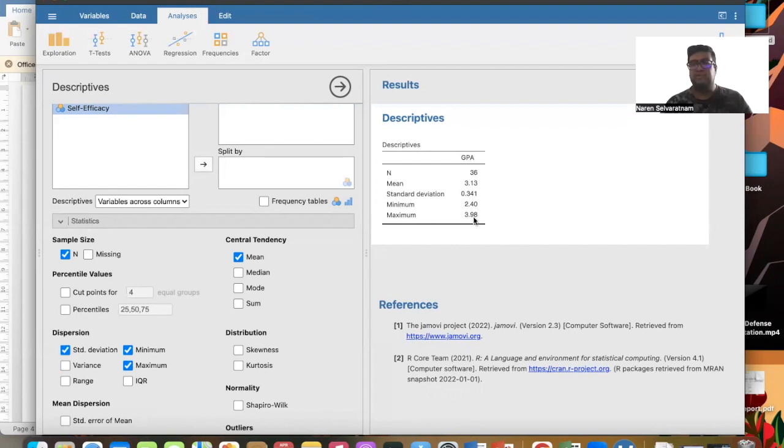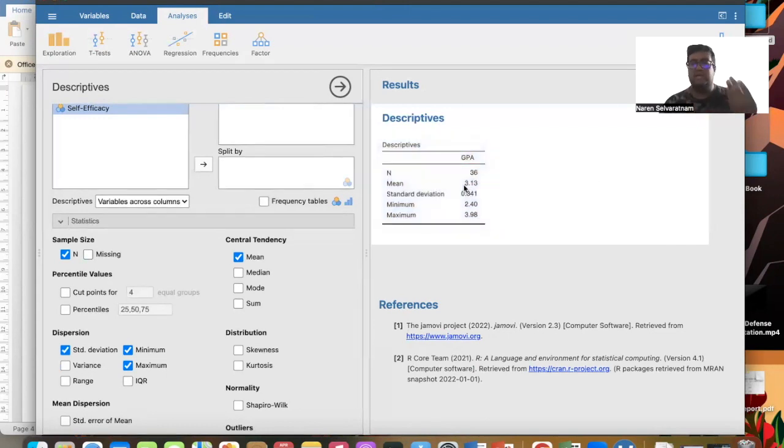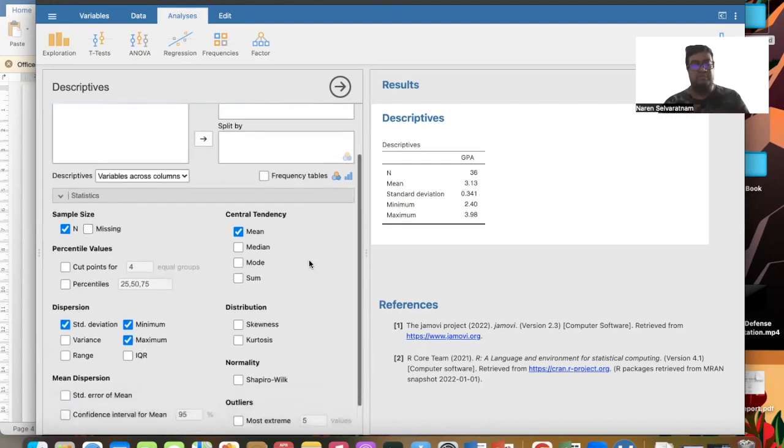So if you want, you can copy this data and paste it directly to your Word so that you will get this in a very clean way because this is already APA format. You don't need to format it again. So maybe you might need to change the font and font size and the line spacing, but that's it. You don't need to create a table again. That's a very cool option.